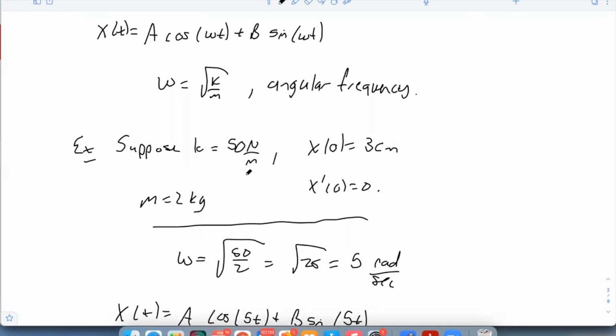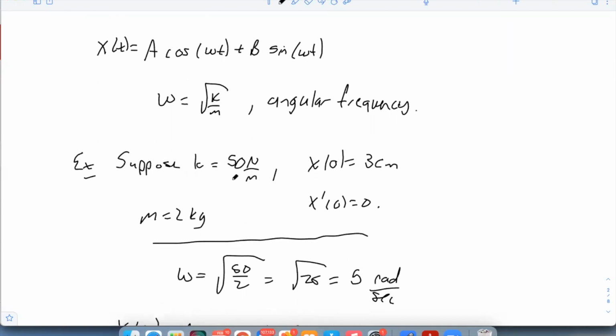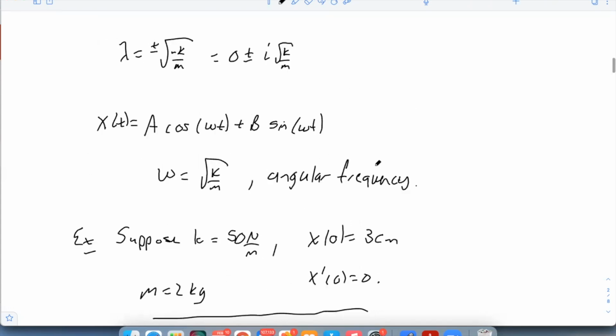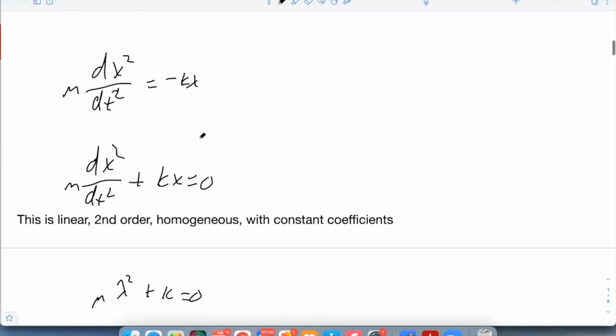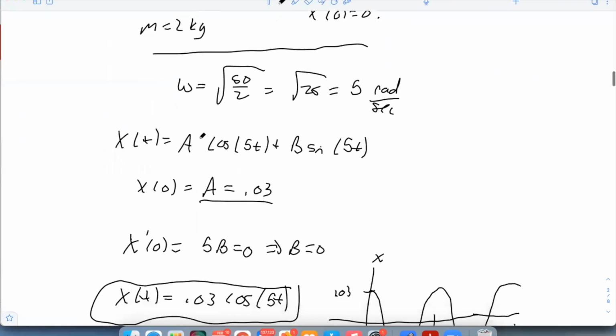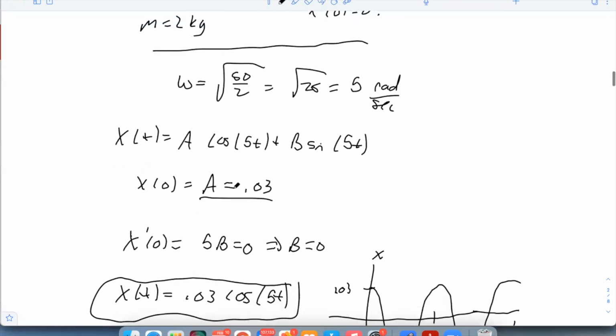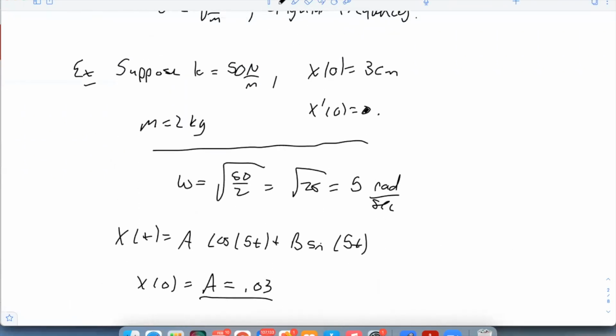Let's do an actual example. So using these parameters, k is measured in newtons per meter here. My initial displacement from equilibrium: I've stretched this thing out 3 centimeters, and then I'm letting it go. I'm not giving it a shove. My initial velocity will be 0. Okay, so just plugging everything in, omega is the square root of k over m, I get an omega of 5 radians per second.